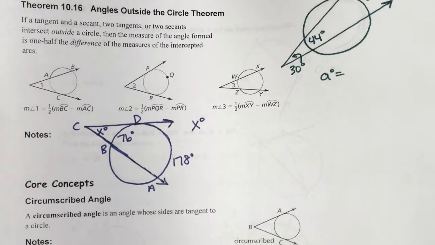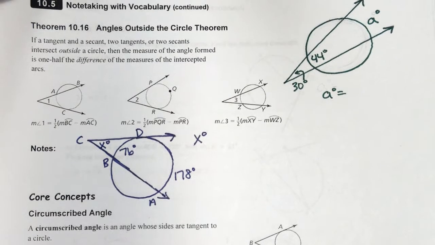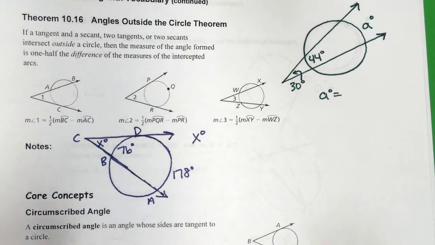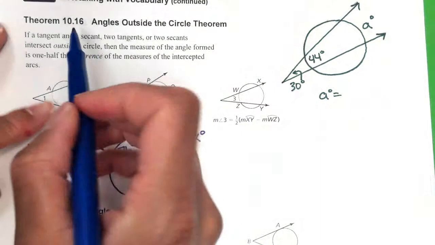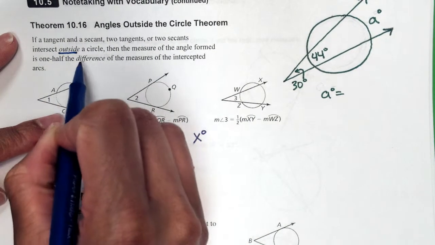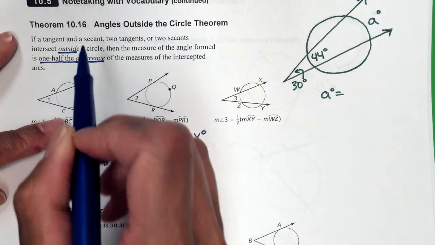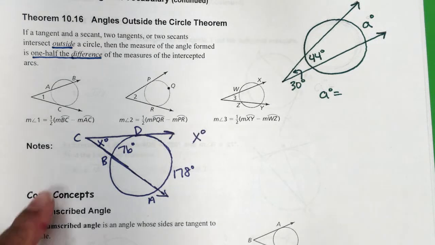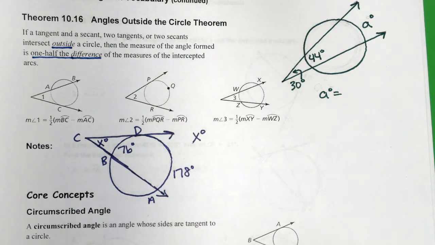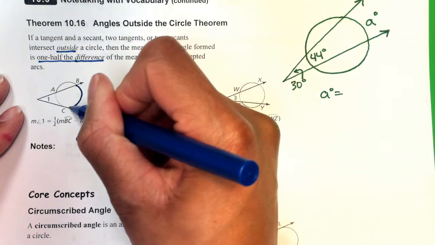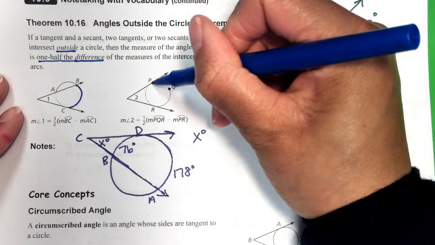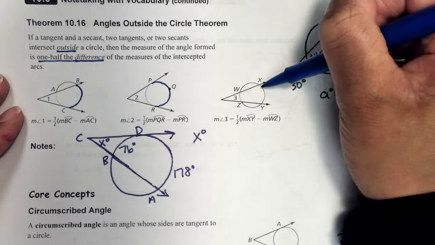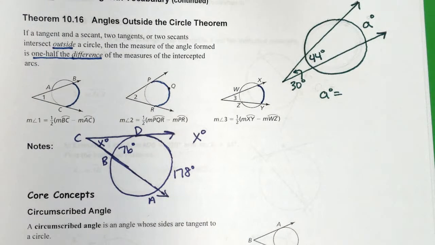Our next theorem is 10.16, the angles outside the circle theorem. Anytime we have a point outside a circle, we're going to take the difference. So we still have that 1/2, but this time we're taking the difference. Note we can't have a negative, so make sure you put the bigger number in front this time. This is what you use if you have it outside the circle. So you take the big one minus the small. Same here and here. And so you take that and subtract it from the rest.